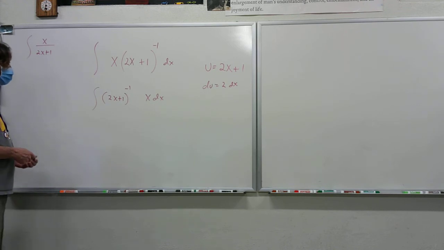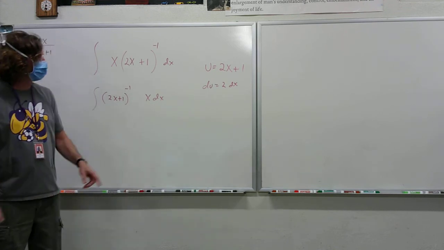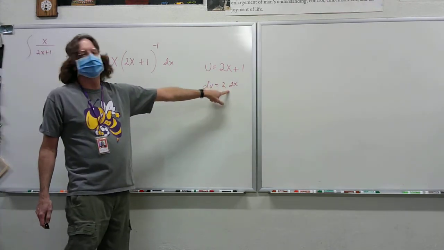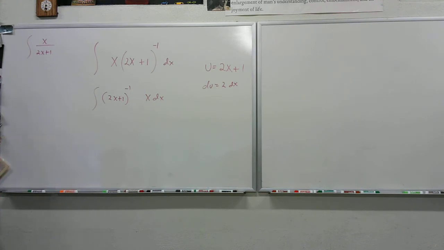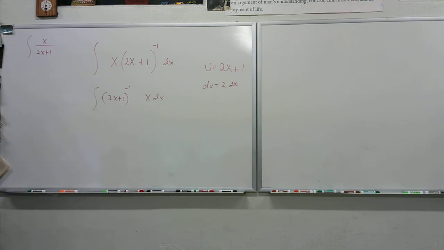See if you can turn everything into u now. And what tells me I've got to turn everything into u's? I've got an x there that I don't want. I wish it wasn't there, because then it'd be a chump problem, but it's there. If that x wasn't there, this would just be the natural log of 2x plus 1, but there's an x in the way. So you've got to turn everything into u's and du's.